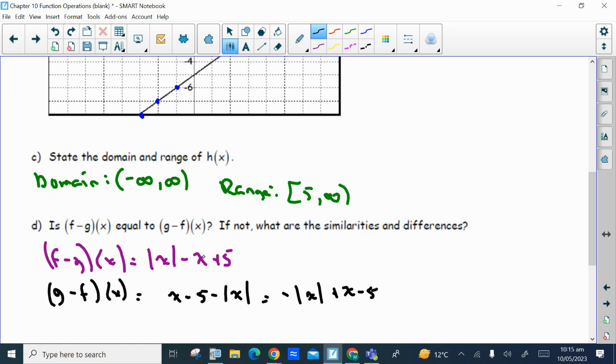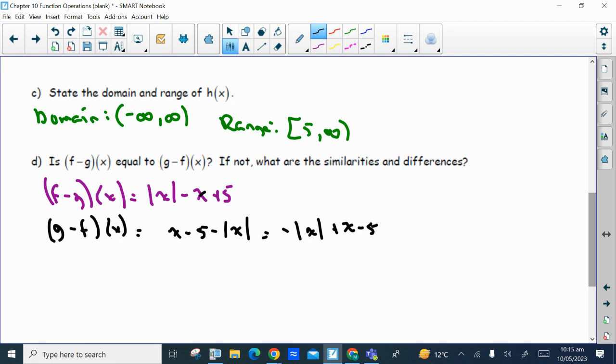If we compare those two equations, they're obviously not the same. But if we look at it, we can see that the signs are all the opposite. If we take out a common factor of negative 1 out of this, it'll become the positive absolute value of x minus x plus 5, which what's inside that square bracket is equal to f minus g at x. The only difference is you got the negative 1 in front. That's like an a value of negative 1, which remember means that the graph reflects over the x-axis.